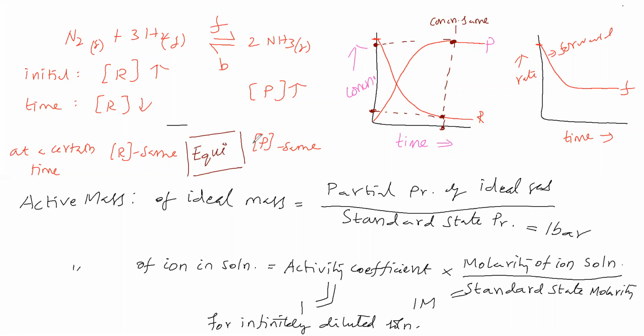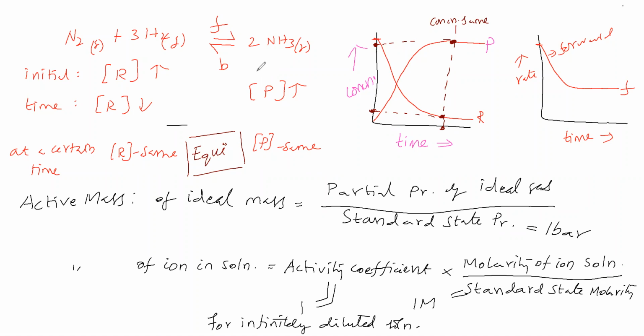Next we will go for the rate of backward reaction. Initially, we have not taken any product, so the concentration of product is 0. Therefore, the rate of backward reaction is also 0. The rate of backward reaction depends on the concentration of product. Since the concentration of product initially is 0, the rate of backward reaction is also 0.